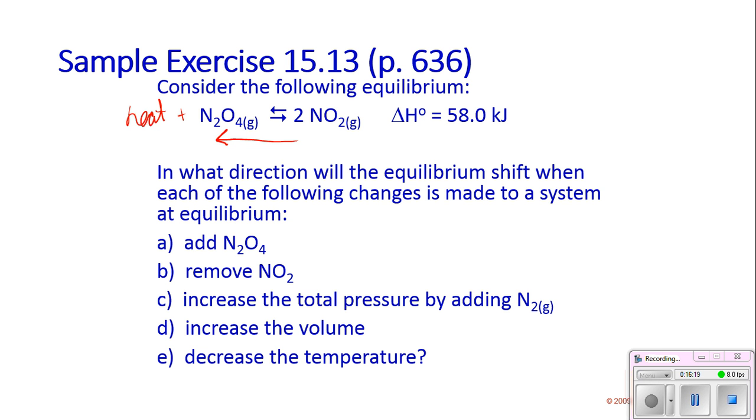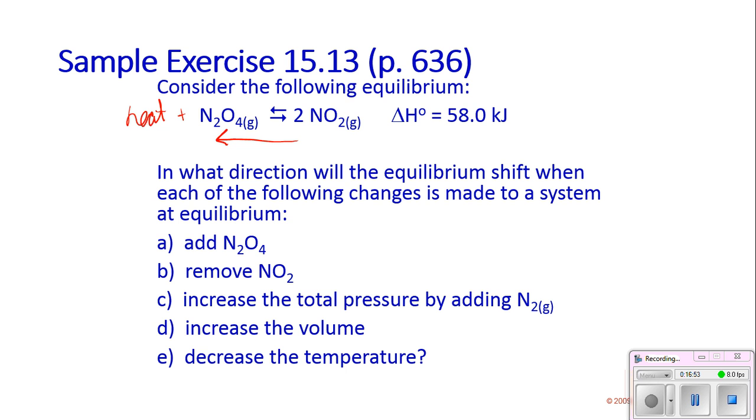Thus, K actually changes when you change the temperature. For the rest of the changes that we mentioned up here, adding a reactant or product, or removing a reactant or product, or increasing your pressure or volume, these are not going to affect K. They only change the concentration ratio of your reactants and your products. However, with the temperature change, we're also changing K.